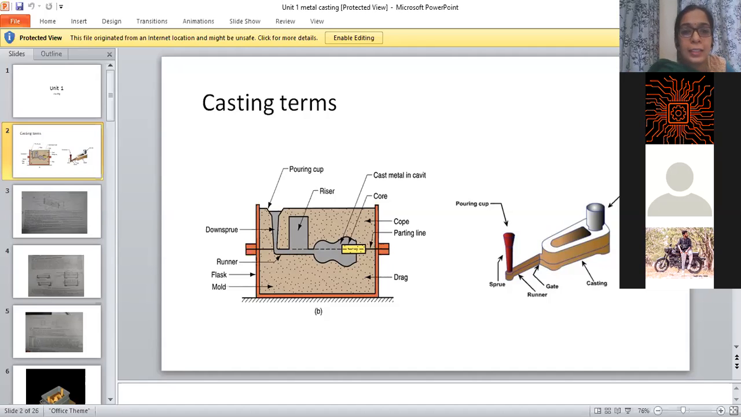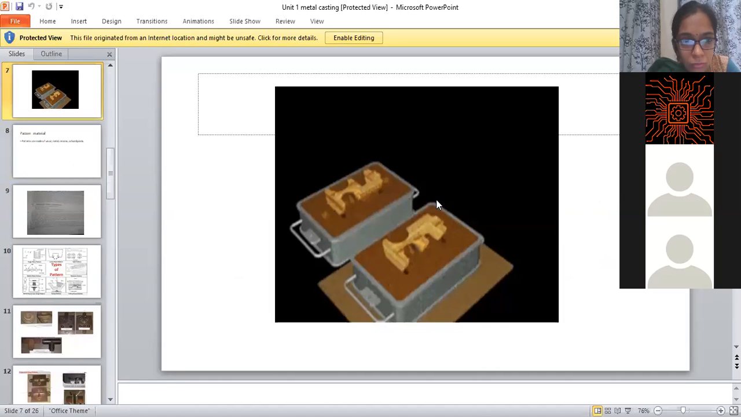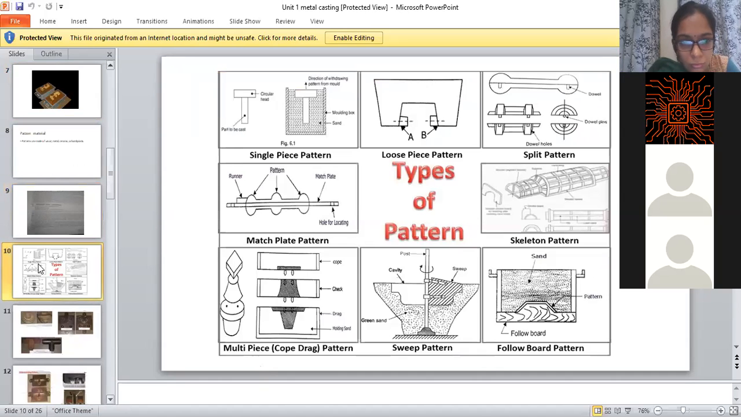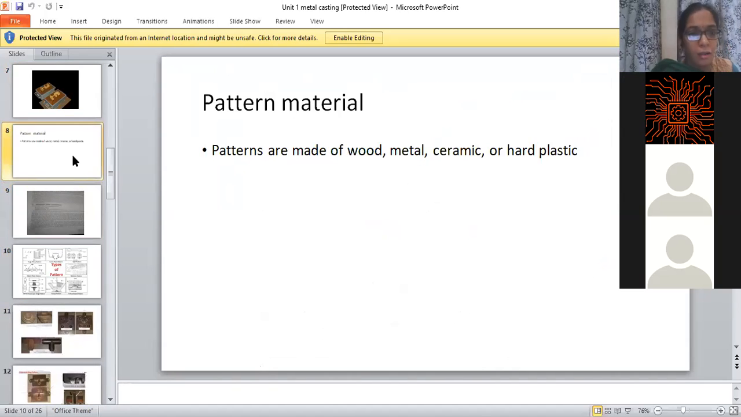So now in the next slide. Ma'am, the PDF is still on the casting terms slide only, ma'am. Okay, PowerPoint. Okay, 1 minute. Now can you see? No, ma'am. 1 minute. Now? Yes, ma'am.